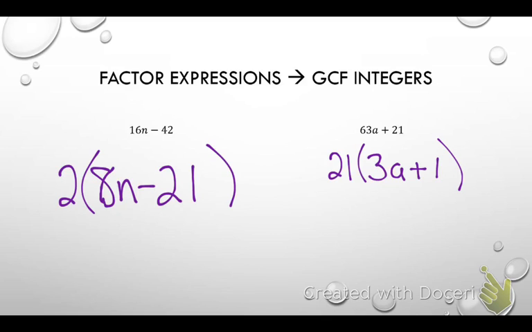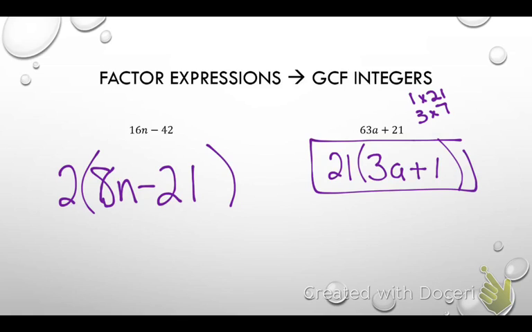Okay, listen guys, I had a lot of people pulling out a 7. Was 7 a common factor? Yes, but it's not the greatest common factor. So pull out the greatest. How do we know that? We just list our factors. Well, 21 goes into 63. If you take the 5 seconds it takes to list these factors, 3 times 7, but 21 is the biggest. It's easy to overlook if you don't list your factors. So this is correct: 21 times 3a plus 1.